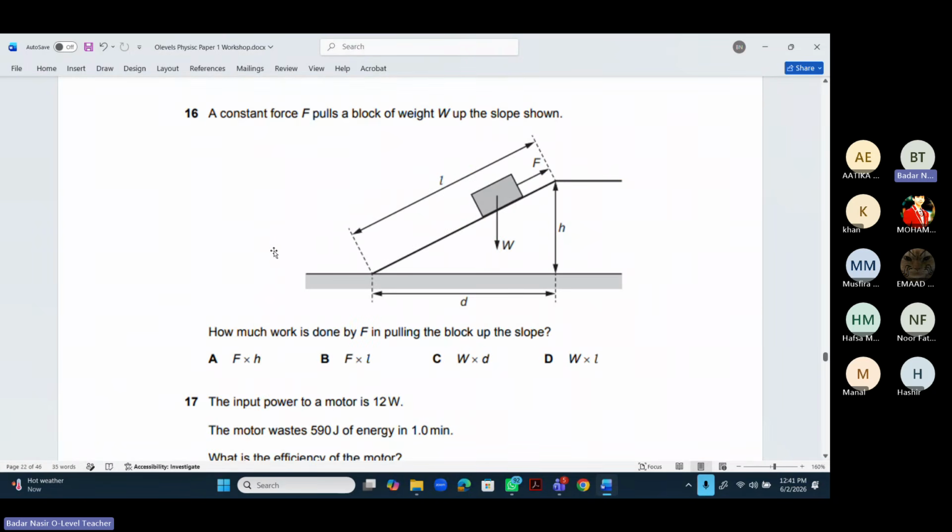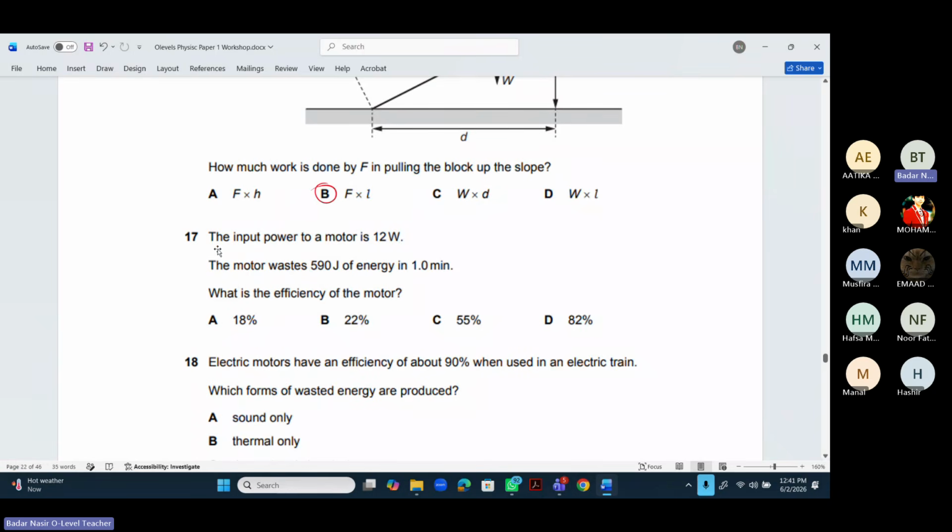So next, a constant force F pulls a block of weight W up the slope shown. How much work is done by F in pulling the block up the slope? Okay, so how much work is done? Now this force F, the distance covered in this direction is L. So F into L. The input power to a motor is 12 watt. The motor wastes 590 joule of energy in 1 minute. What is the efficiency?